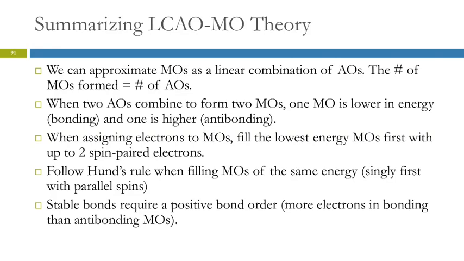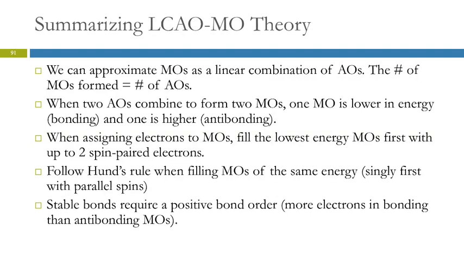So, summary. We approximate molecular orbitals as linear combinations of atomic orbitals. It's an approximation. The number of molecular orbitals that form is equal to the number of atomic orbitals. So if you start with 5 orbitals, you need to end up with 5 orbitals. When you take 2 atomic orbitals and combine them, you get two molecular orbitals. One will be lower in energy, called a bonding orbital. One will be higher, called an antibonding orbital. Because we're taking those two wave functions and adding them together in phase and out of phase. So we're doing constructive interference and destructive interference.